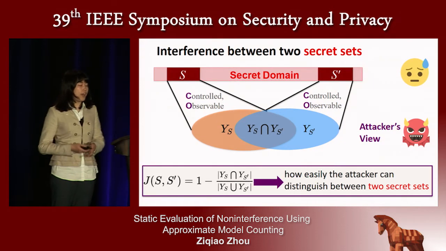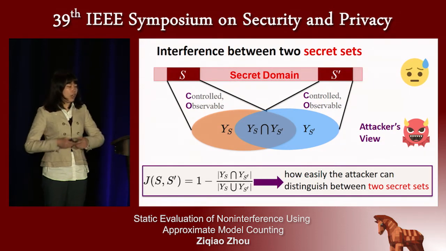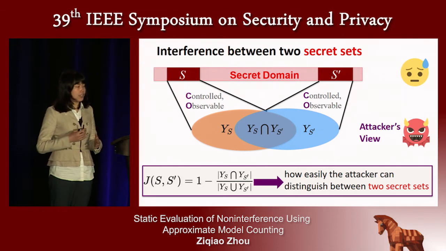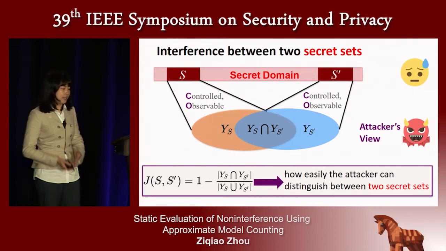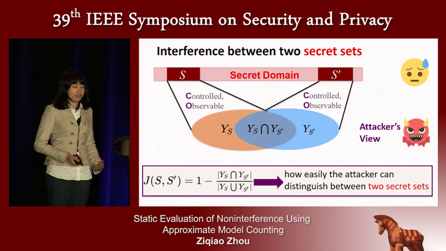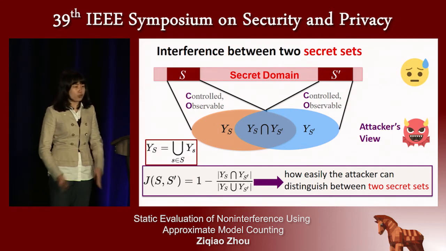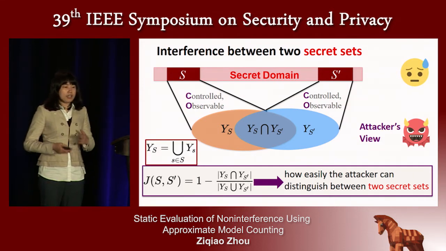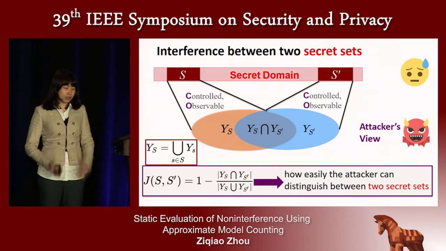Thus, we redefine the Jaccard distance measurement by considering the interference between two secret sets. The only difference from the previous definition is that the attacker's views will be the views from many secret values instead of just one secret.